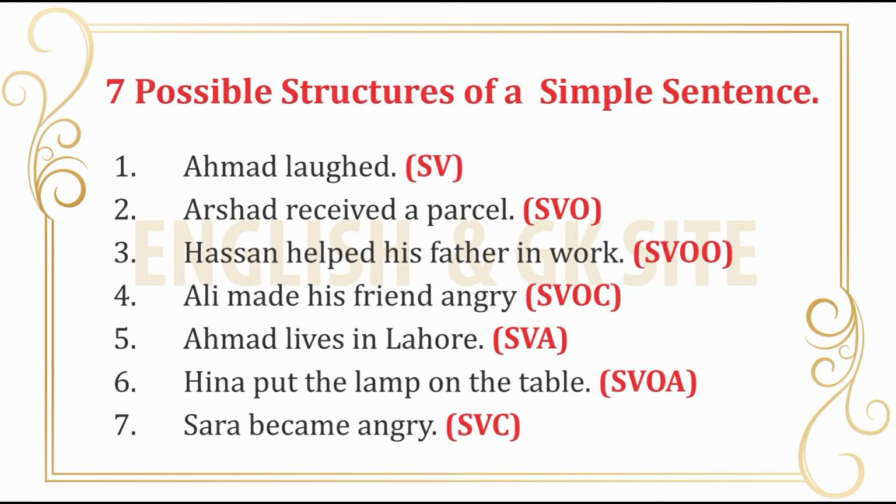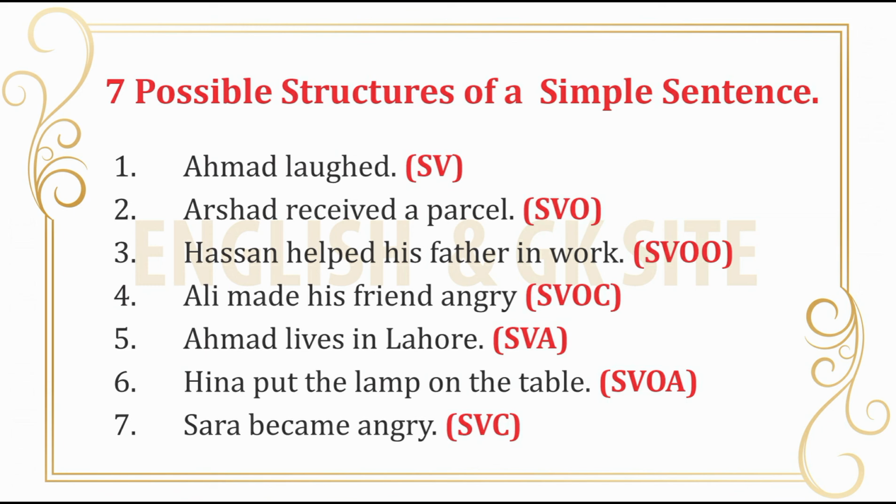The fourth one is Ali made his friend angry. Here, Ali is subject, made is verb, friend is object, and angry is the complement. Complement is discussing the condition of the object. This is SVOC, subject, verb, object, and complement. The fifth one is Ahmed lives in Lahore. Here, subject, verb, and adverbial element are used. In Lahore is adverbial, which is telling about the place of action.